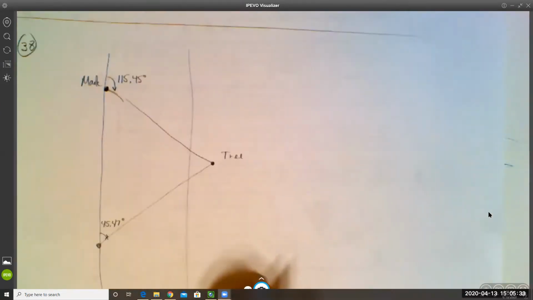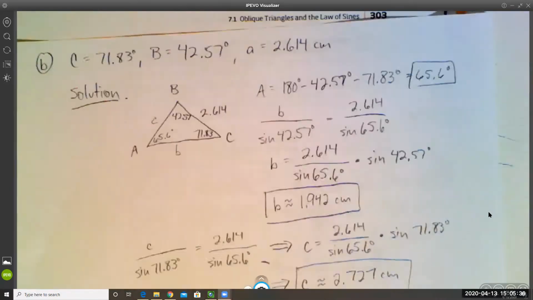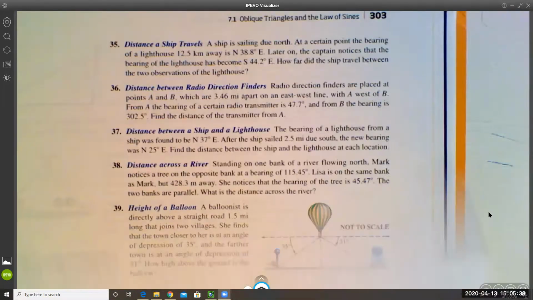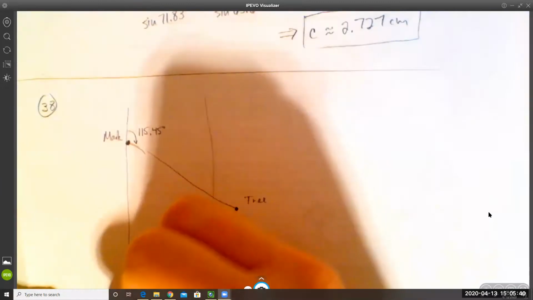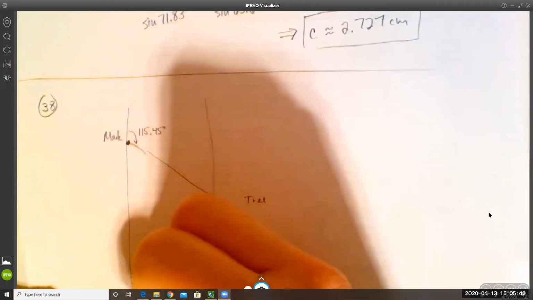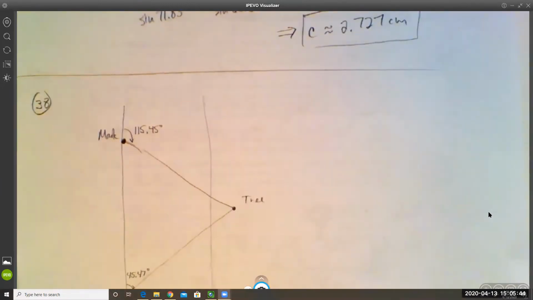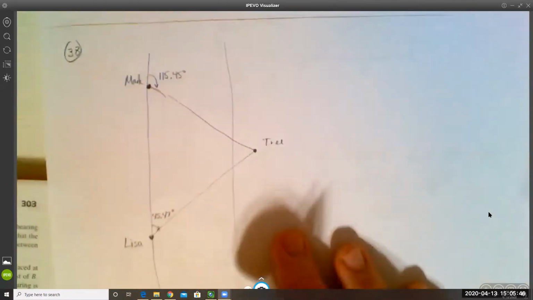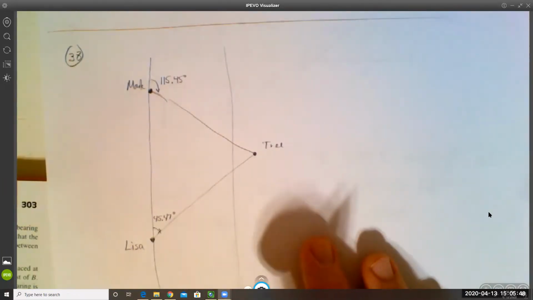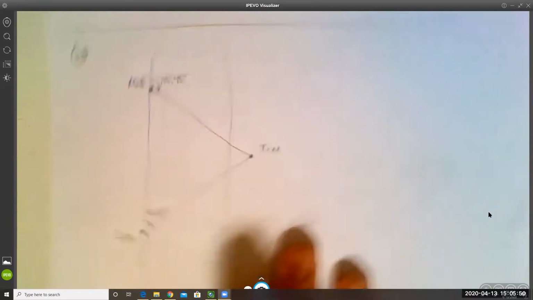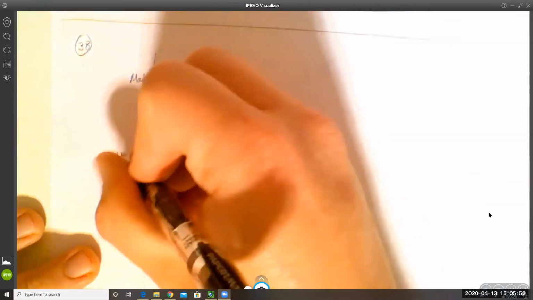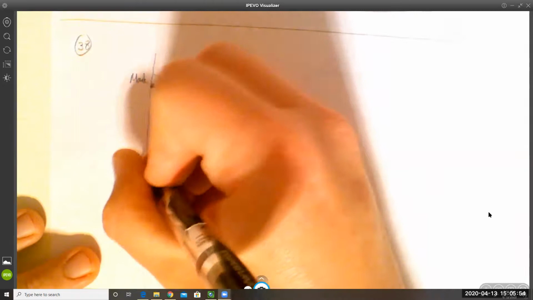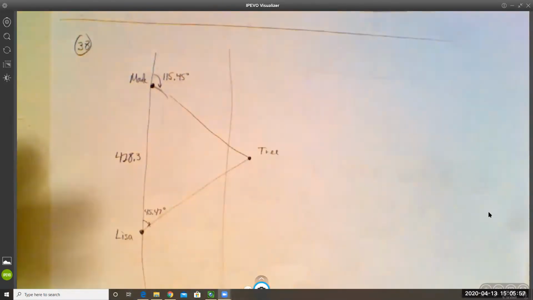Okay, so that's where, oh, what was her name? I keep forgetting. Her name was Lisa. So that's where Lisa is. And the problem tells us that they are 428.3 meters apart. So that's that distance.